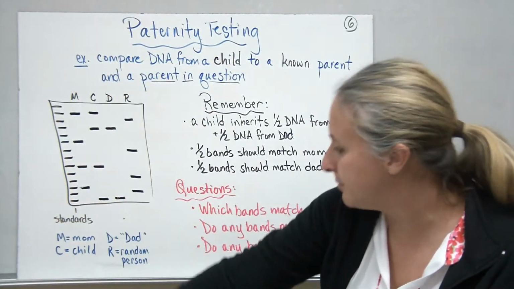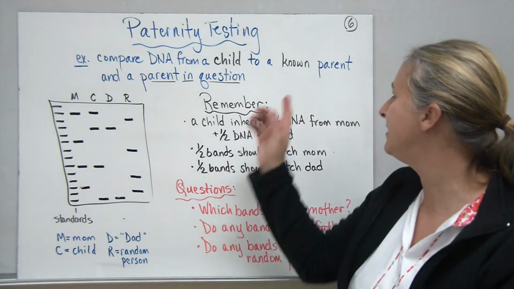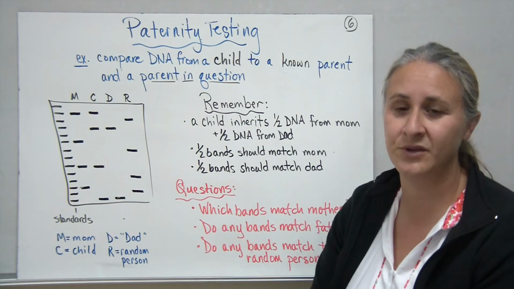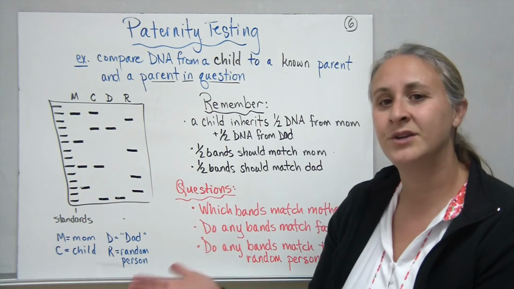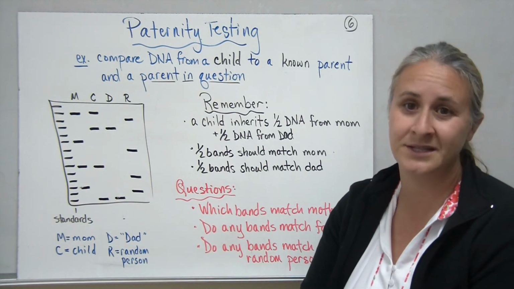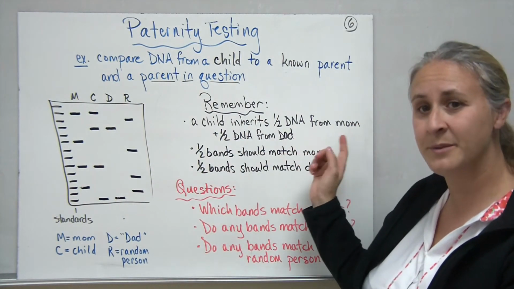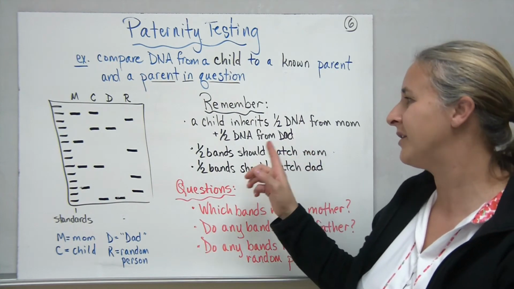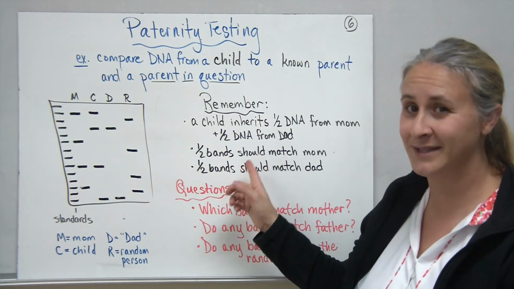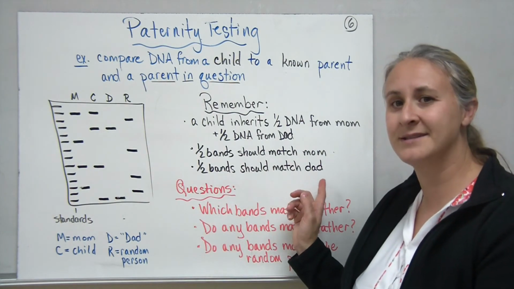Let's move on to a different example, paternity testing. So paternity testing is done when we want to compare the DNA from a child to a known parent and then hopefully compare it to a parent in question. So sometimes if you aren't sure of who the father of a child is, you can compare the DNA of the child to the mother, and then compare it to the DNA of the suspected father. Knowing that a child inherits half of their DNA from their mother and half of their DNA from their father, we should then be able to come to the conclusion that half of this child's DNA, or bands of DNA fragments, should match mom's, and half of them should match dad's.